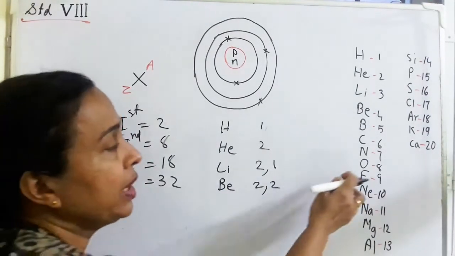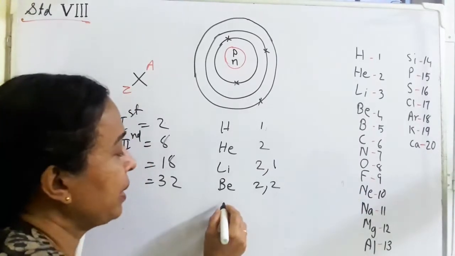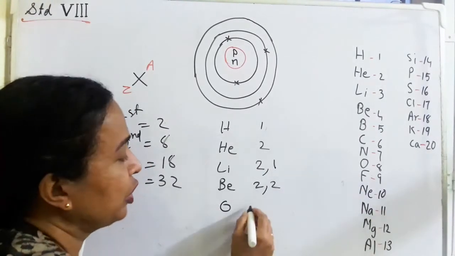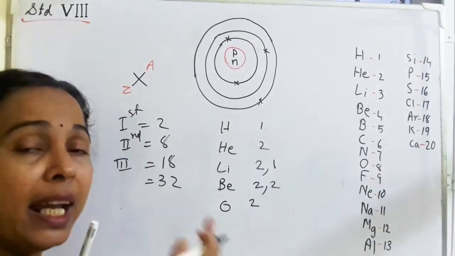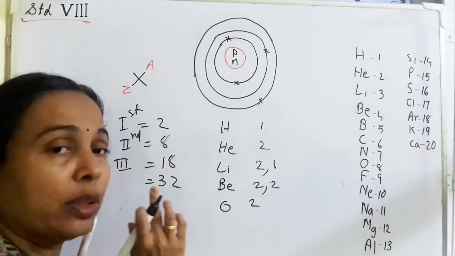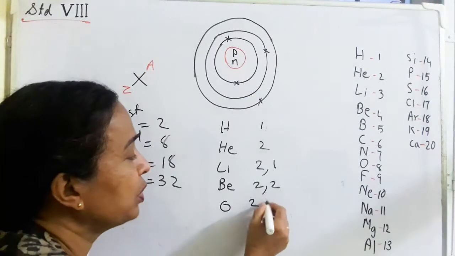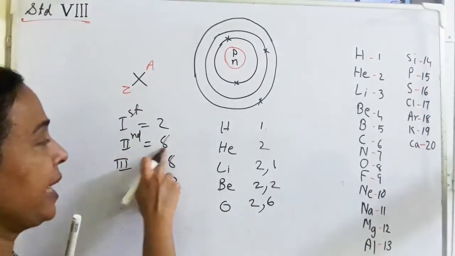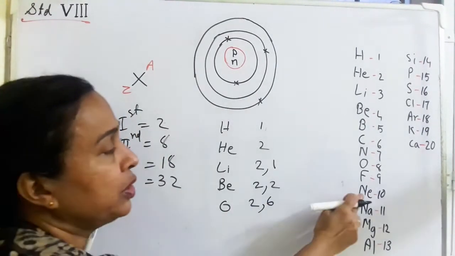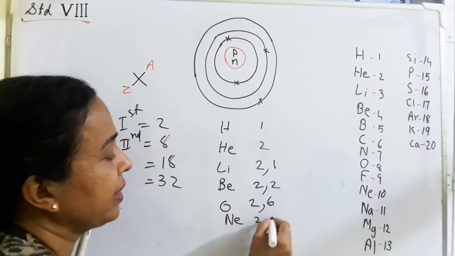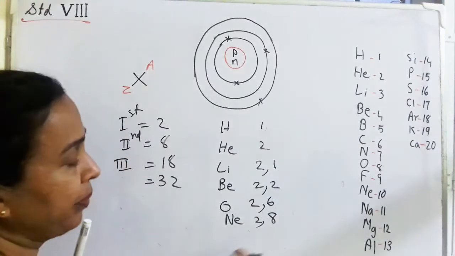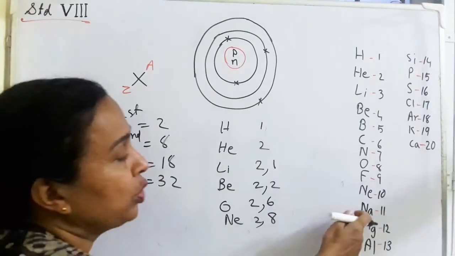Beryllium, atomic number 4, first 2 electrons go to the first shell, the remaining 2 electrons go to the second shell. Now see oxygen. Oxygen atomic number is 8, which means there are 8 electrons. So first 2 electrons go to the first shell. The remaining go to the second shell. The second shell can accommodate a maximum of 8. Now see neon. First 2 electrons go to the first shell. The next 8 go to the second shell. Okay, 2, 8.